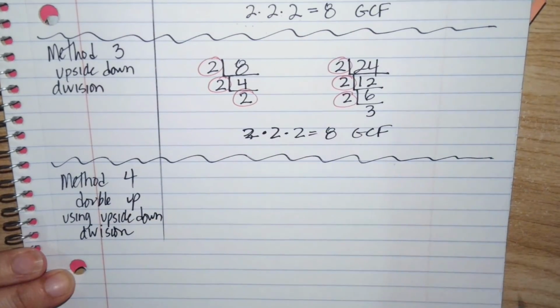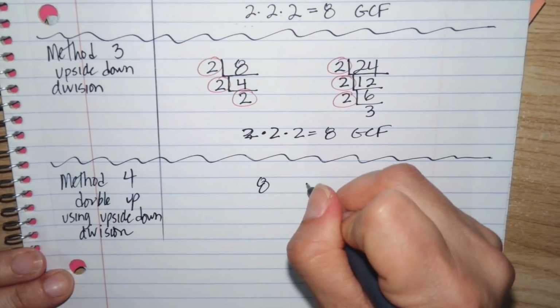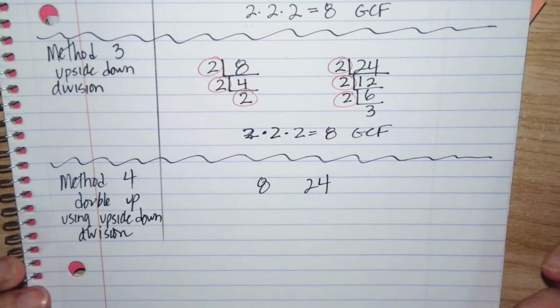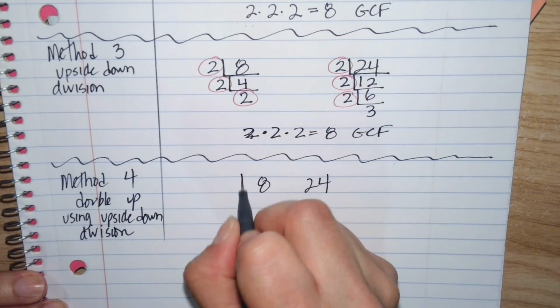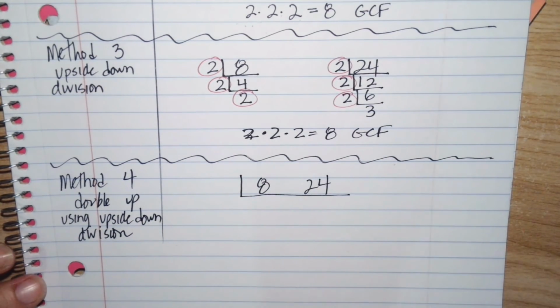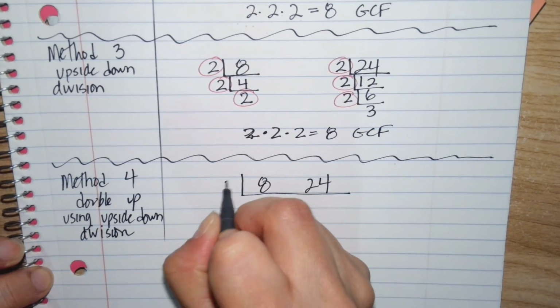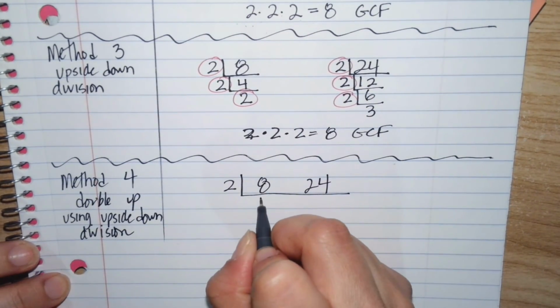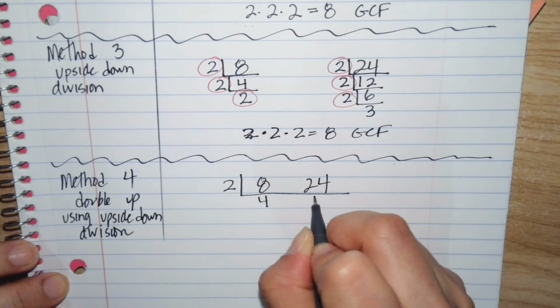What I mean by that is I'm going to take the 8 and the 24, notice how I'm writing them closer to each other, and I'm going to take a long upside down division symbol, and now I have to think of a number that both 8 and 24 have in common, but I can only use prime numbers. So again, 2, 3, 5, 7, 11, etc. Okay, so 8 and 24 both have 2 in common, leaving me here 8 divided by 2 is 4, 24 divided by 2 is 12.